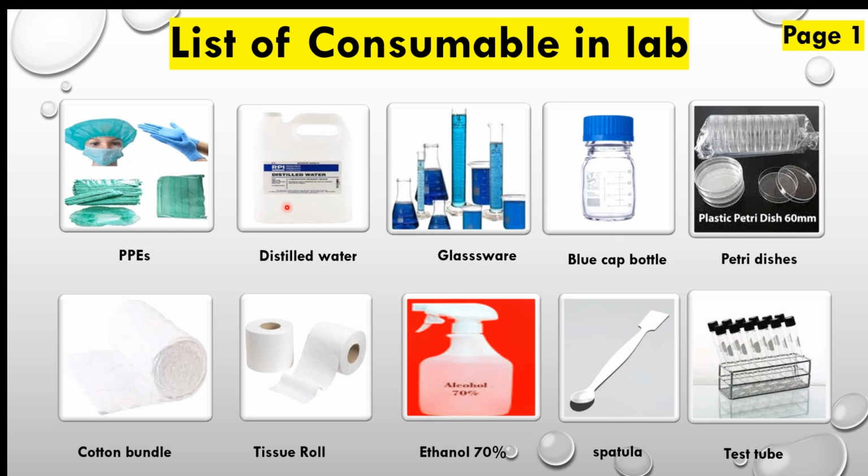We need beakers, cylinders, screw cap bottles, and plastic petri dishes. The most important thing is that we need to use disposable petri dishes. Then we use cotton bundles and tissue rolls for our cleaning purposes. Ethanol is also used as a disinfectant.